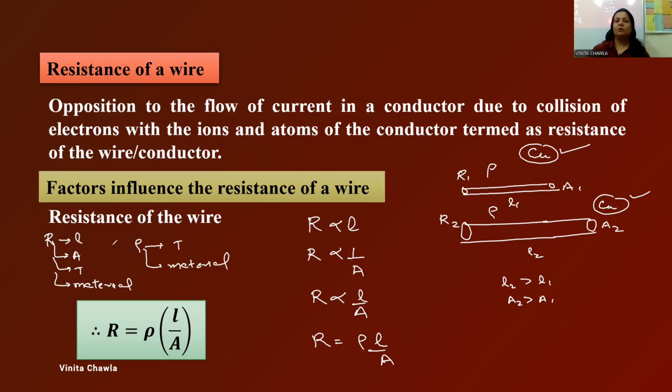Out of these 4, these two, temperature and material of the conductor. Resistivity depends only on these 2 factors. On the other hand, resistance depends on 4 factors. If we have 2 copper wires of different lengths and different area of cross section, then they have the same value of resistivity but different value of resistance.